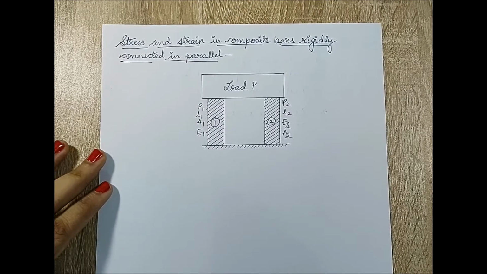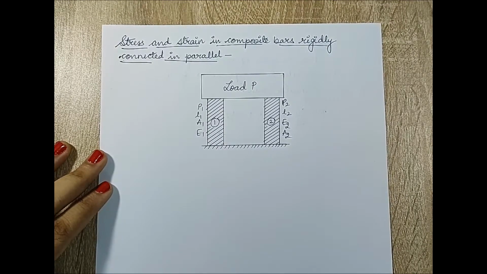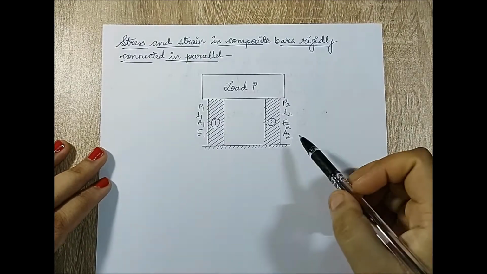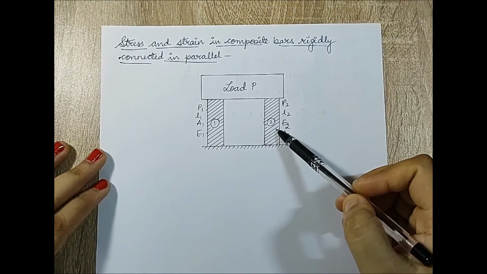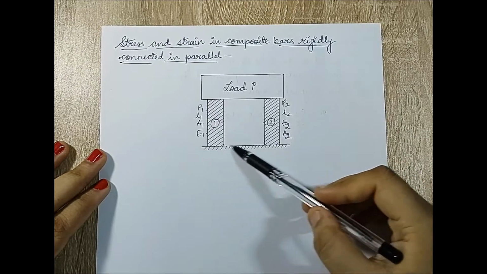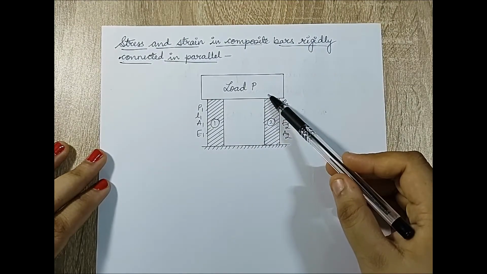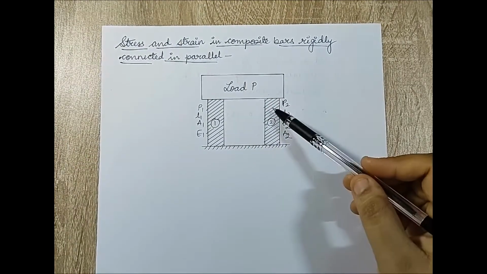In this session, I am going to talk about a topic, stress and strain in composite bars rigidly connected in parallel. You can see there are two bars, 1 and 2. They are rigidly connected, which means one side is fixed and on the other end I have a load P applied on both of them.